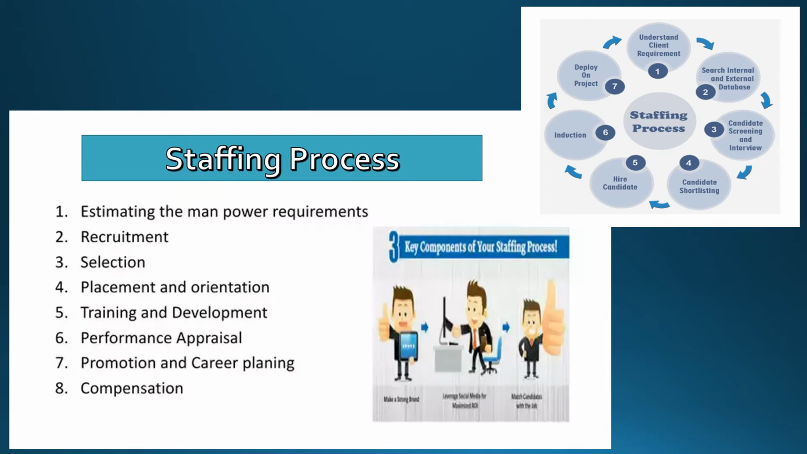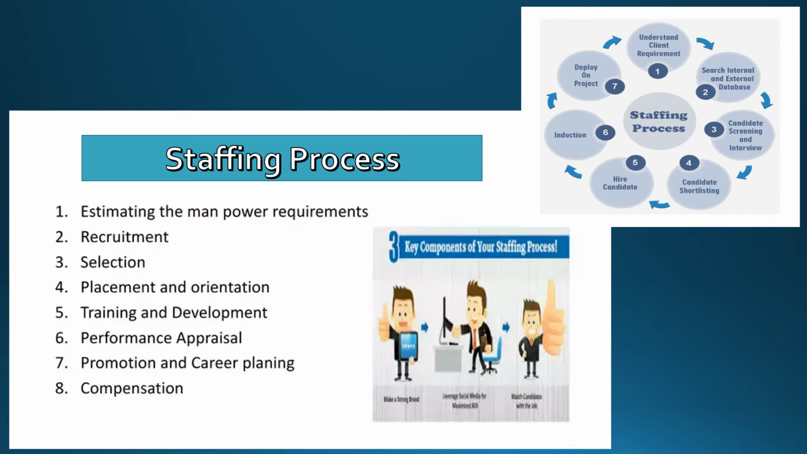Now the staffing process. First one is estimating the manpower requirement. Means the first step of staffing is to estimate the manpower requirement. We have to estimate how much manpower we need to work out on any work. This step is concerned with determining the number and type of staff required for the organization.